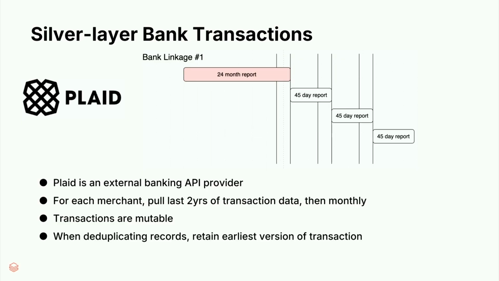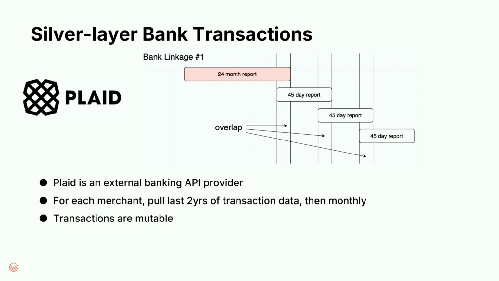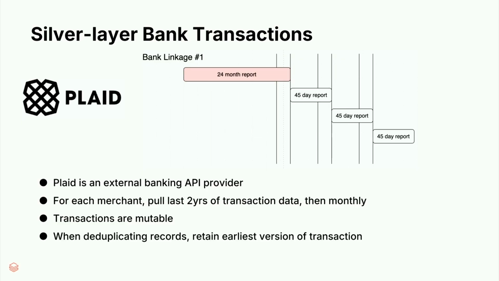And it's mostly because of that characteristic of the transactions being mutable that we decided to deduplicate by retaining the earliest version of each transaction. So just going back and forth one more time to illustrate that, we're basically just clipping the transactions, the front of each subsequent asset report, because we already have collected the transactions from the previous report.